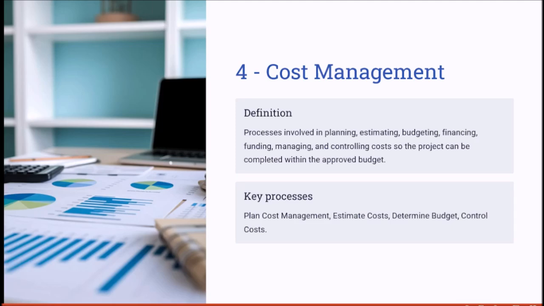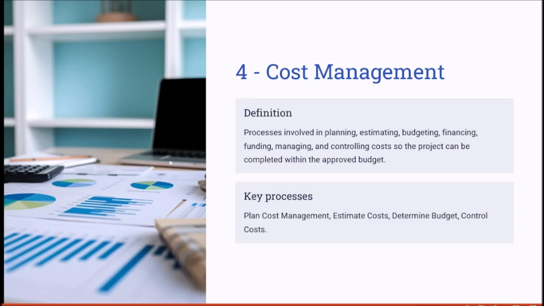The next knowledge area here is project cost management, and that involves planning, estimating, budgeting, financing, funding, managing, and controlling the costs so the project can be completed within the approved budget. The key processes involved in project cost management start with plan cost management, which establishes the policies, procedures, and documentation for planning, managing, expending, and controlling the project costs.